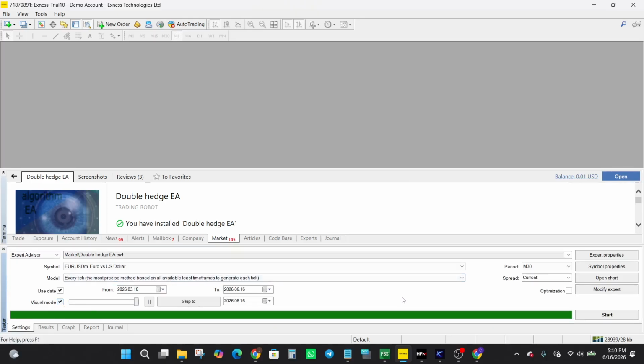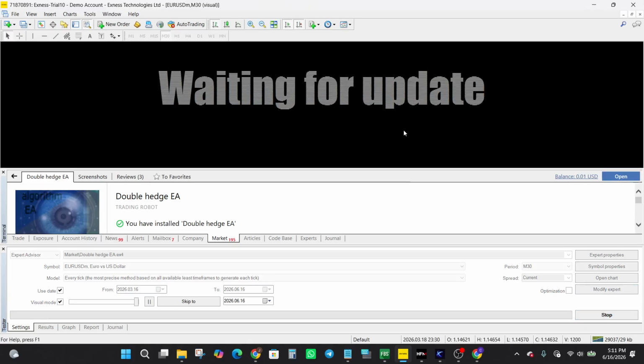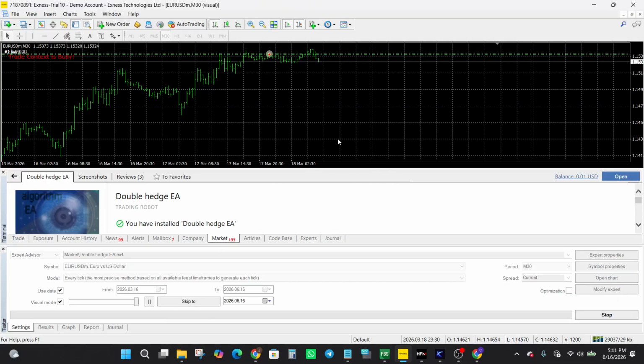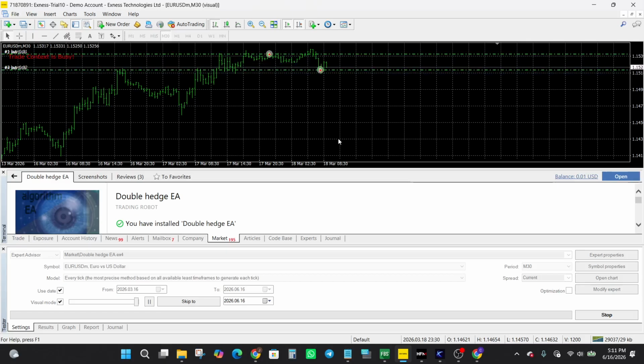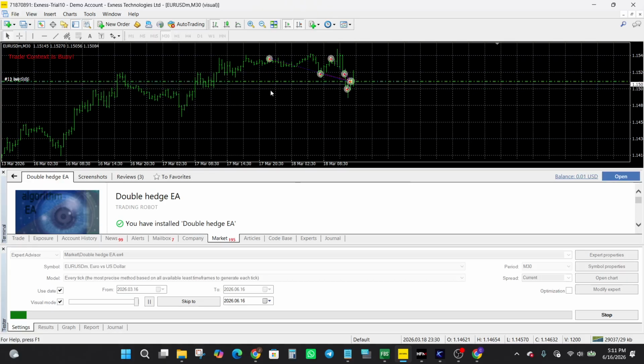So now let us just turn on the visuals and see how the EA looks in action. We are maintaining the settings and just turning on the visuals. Now looking through the historical testing data and the chart activity, we are evaluating how the EA managed positions over the testing period.